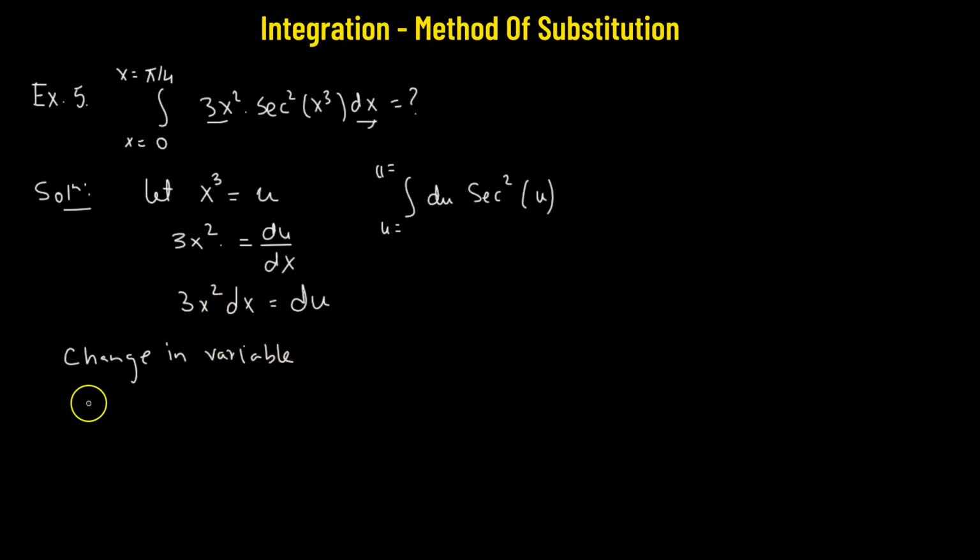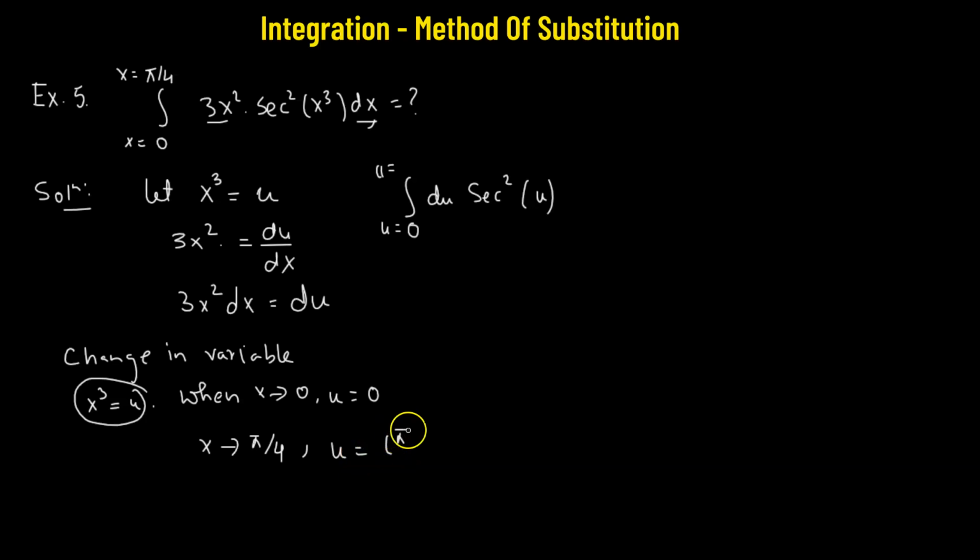That's very simple. We only have to consider our original substitution, x cubed is equal to u. So when x approaches 0, the value of u will be 0 cubed, so this value will be 0. And when x approaches the value pi over 4, then the value of u will be pi over 4 cubed.